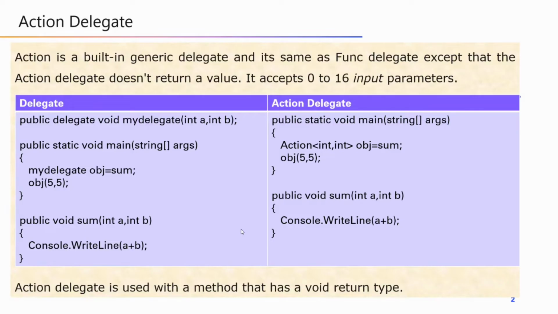Hi all, let's see action delegate in C#. Action delegate is a built-in generic delegate and it's the same as func delegate except that action delegate doesn't return a value. Consider this sum method. This method doesn't have a return value.